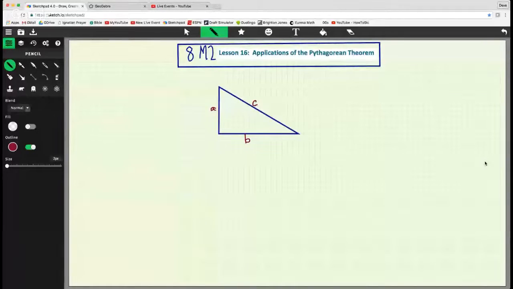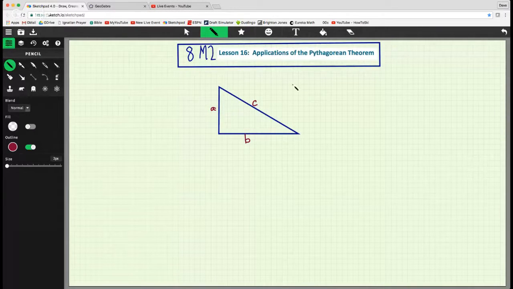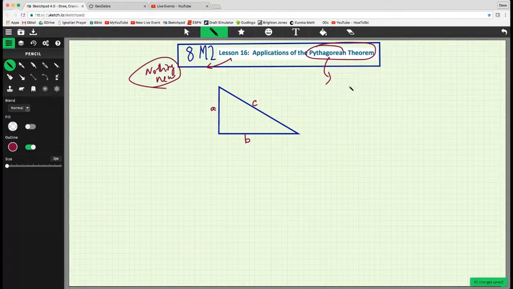Just to let you know, there's nothing really new in lesson 16. There's no new learning. Pretty much the Pythagorean theorem is all about a squared plus b squared equals c squared in right triangles.